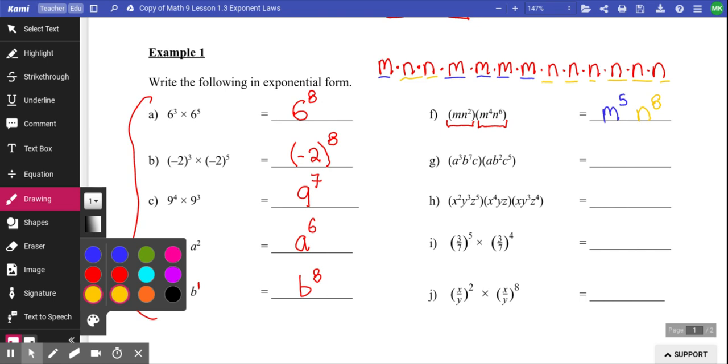What's the yellow? Yellow says n to the power 8.